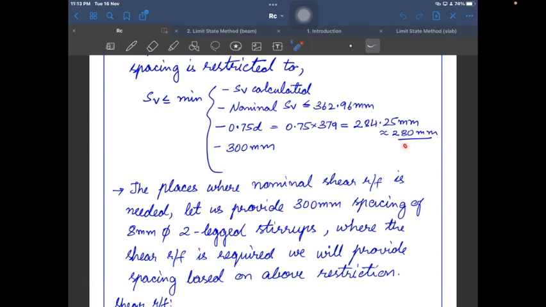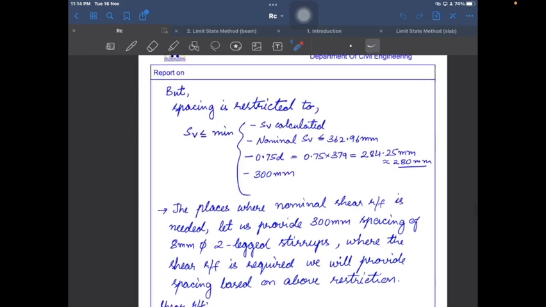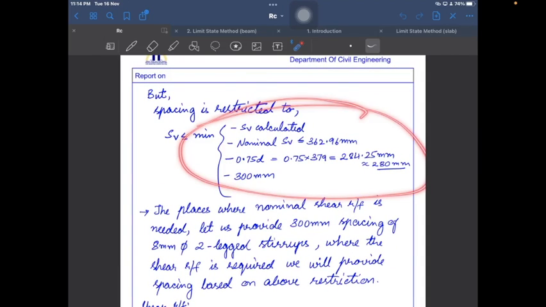So 280. I have written down here the places where nominal shear reinforcement is needed. Let us provide 300. We calculated it as 360, but let us provide 300. And for the spacing of 8 mm dia two-legged stirrups where shear reinforcement is required, wherever shear reinforcement is required, we will provide spacing based on this restriction.